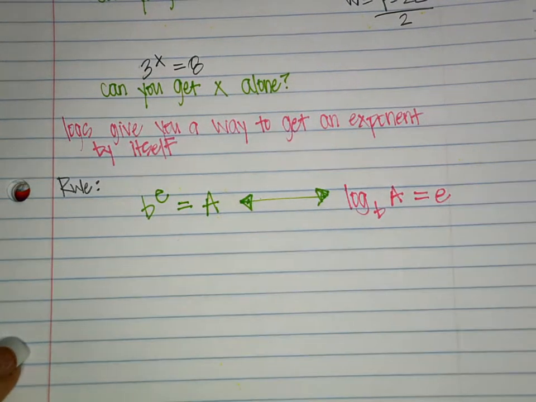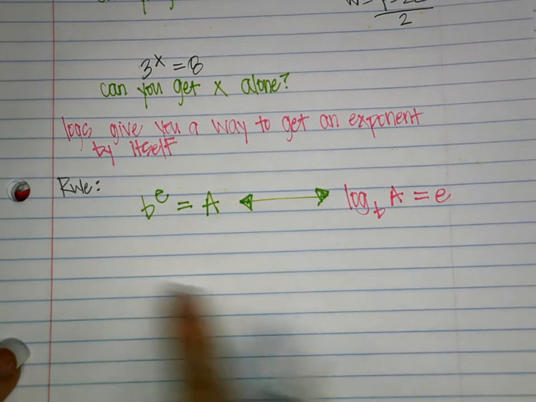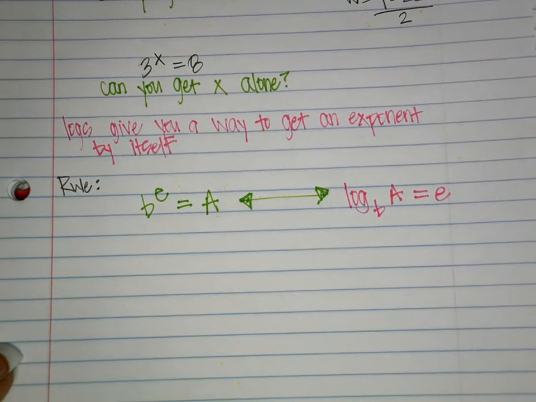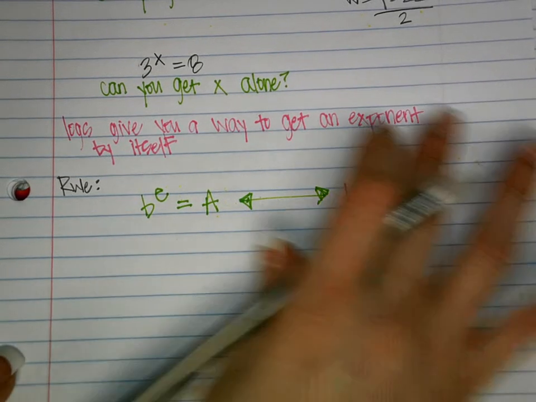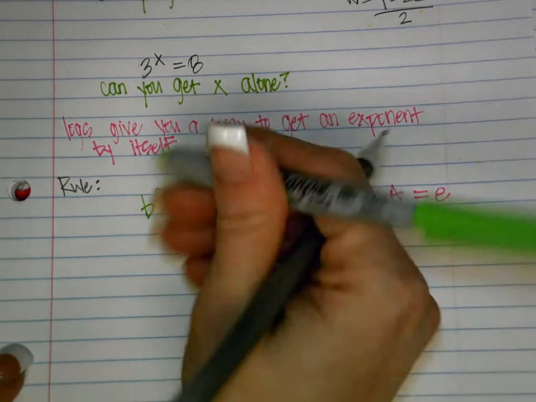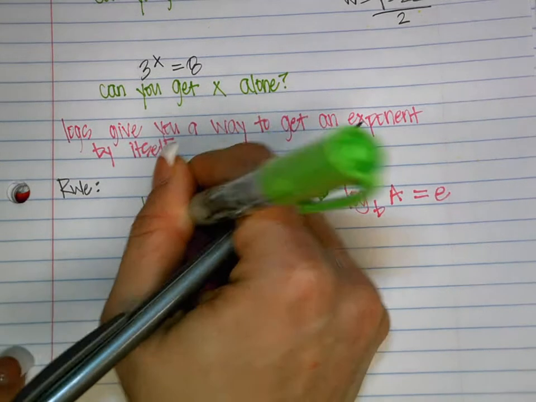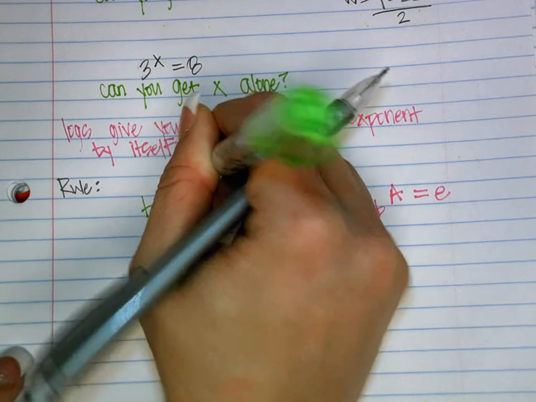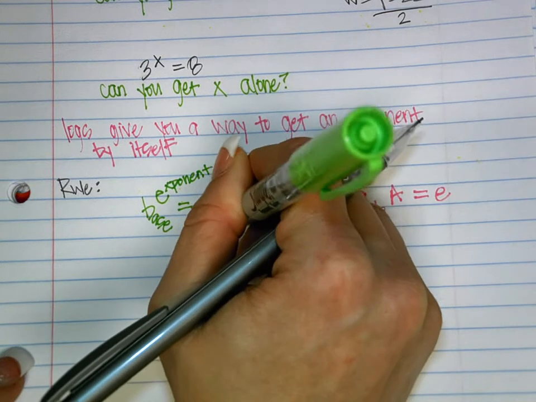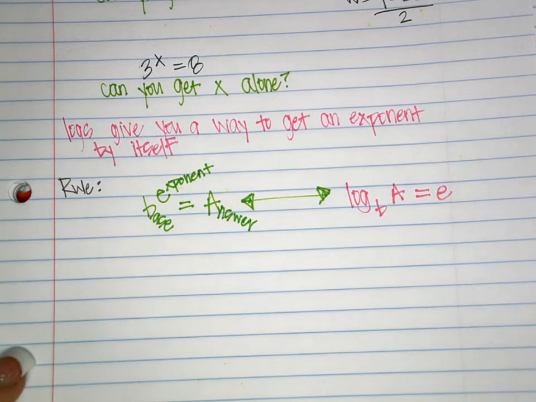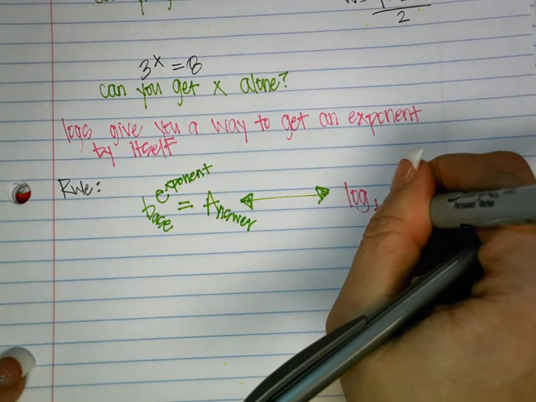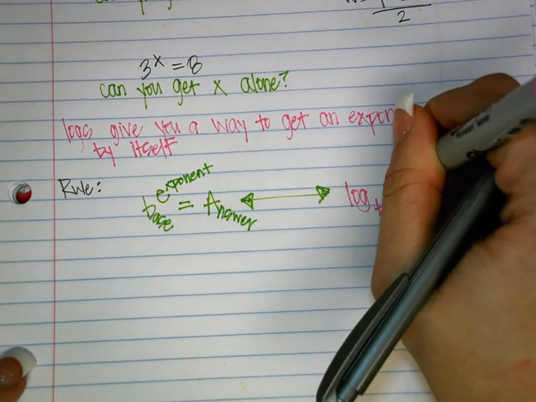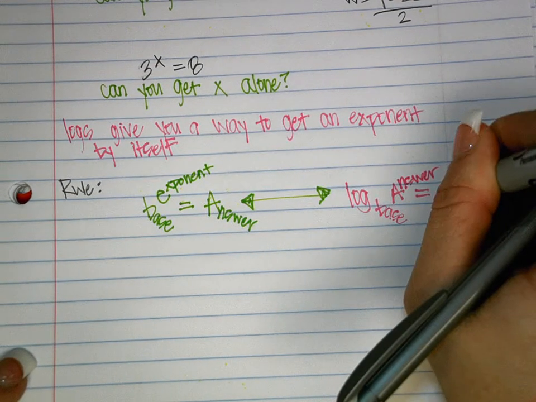Now, I know this is confusing for right now, but for the moment, just write this down. Just write this part down. And remember that this is the base, this is the exponent, and this is the answer. Same thing here. This is the base, this is the answer, and that is an exponent.